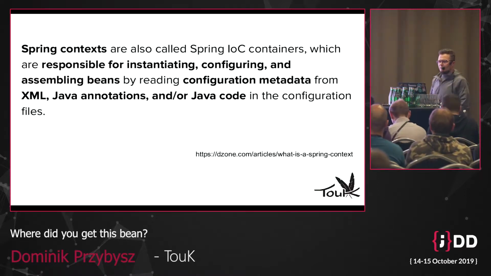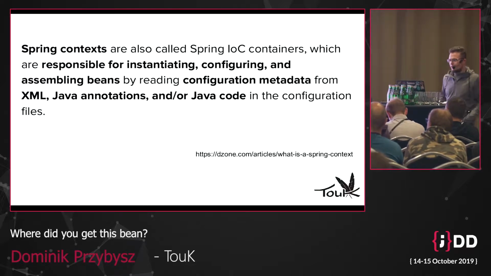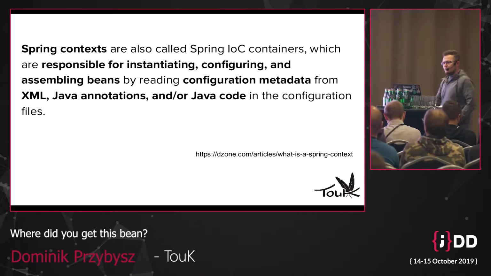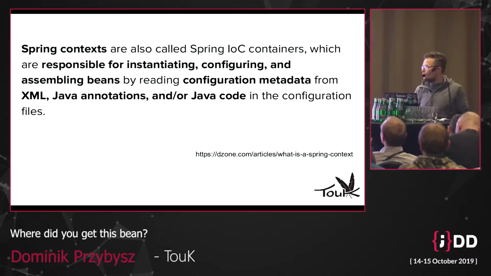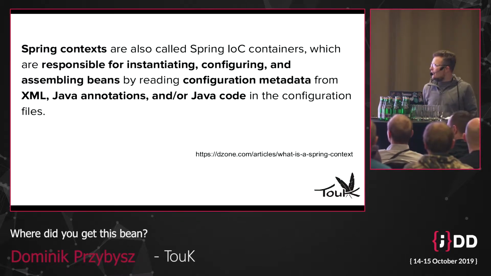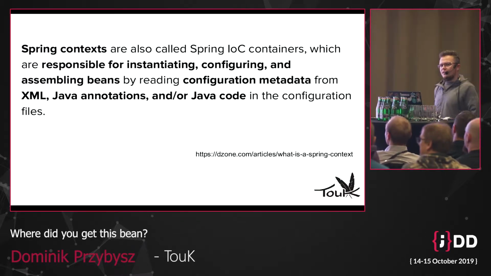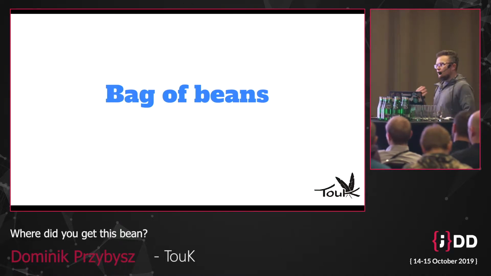What is Spring context? Spring context is the IOC container created by Spring, and it creates beans based on some configuration, and configures these beans, of course, and assembles the beans into bigger ones. It's based on configuration written in XML or in code written in Java, Groovy, or even with annotations, any JVM language. But if we look at Spring context, this is a big bag of beans.